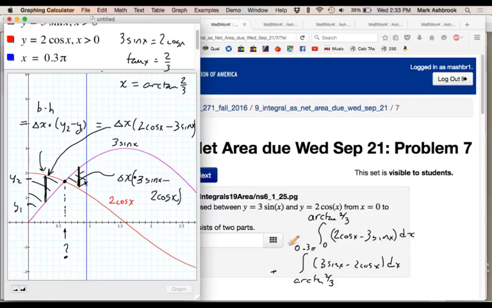So the picture is going to be really important, so that we can know exactly what region it is that they're asking us to find the area of. Sometimes those regions have to be split up into two parts, like this one, because the typical strip changes at that intersection point.